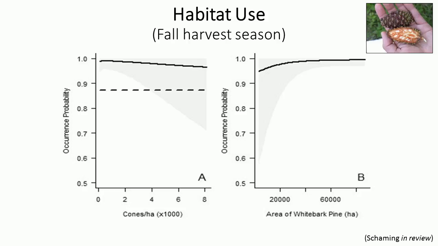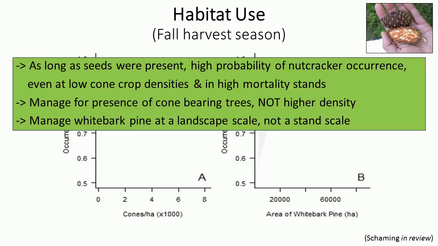So it seems that at least in areas such as the Greater Yellowstone, where there is a lot of whitebark pine and a lot of nutcrackers, we should potentially be just managing for cone-bearing trees, not necessarily density of cone-bearing trees. We may not need to be worrying about this threshold of 1,000 cones per hectare, at least in some habitats, which I think changes a lot of the management plans. And also, it seems to be, once the landscape scale amount of whitebark pine seemed to be the most important variable again and again, suggesting that we should be really managing whitebark pine at this landscape scale and not at a local stand scale.